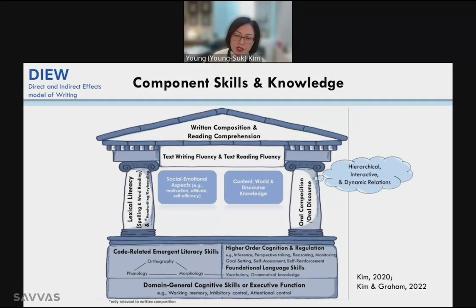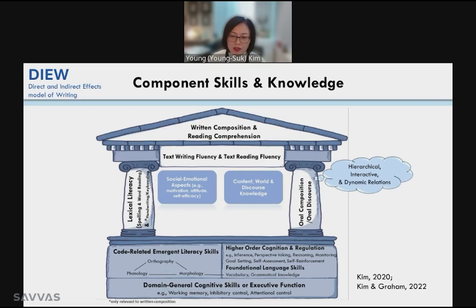So here's a figure from a theoretical model called the DEW. DEW stands for Direct and Indirect Effects Model of Writing. You don't have to know the name of the model, but I want you to actually look at this structure and then try to think about it in terms of the skills. And this, I think, will be helpful for you to remember. So what you see in this figure is all the skills and knowledge that contribute to written composition or writing.